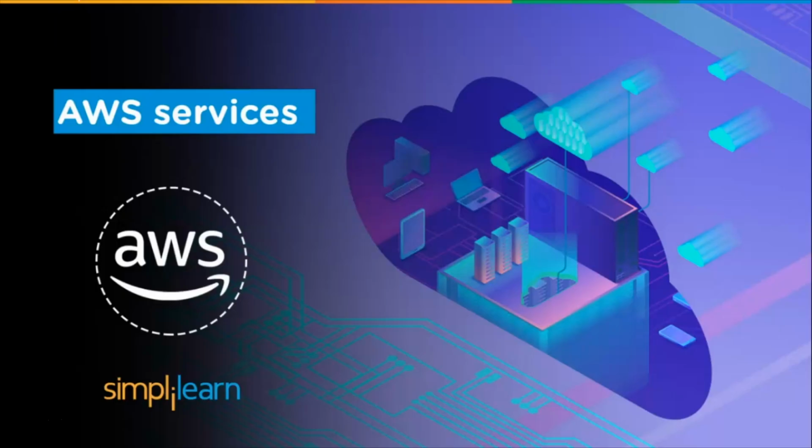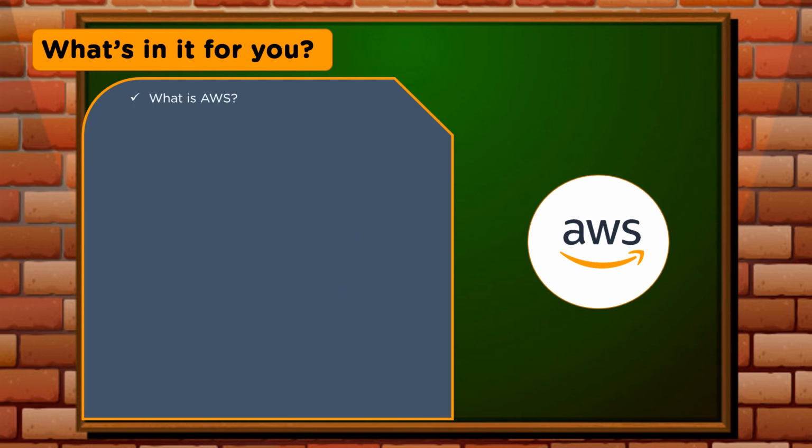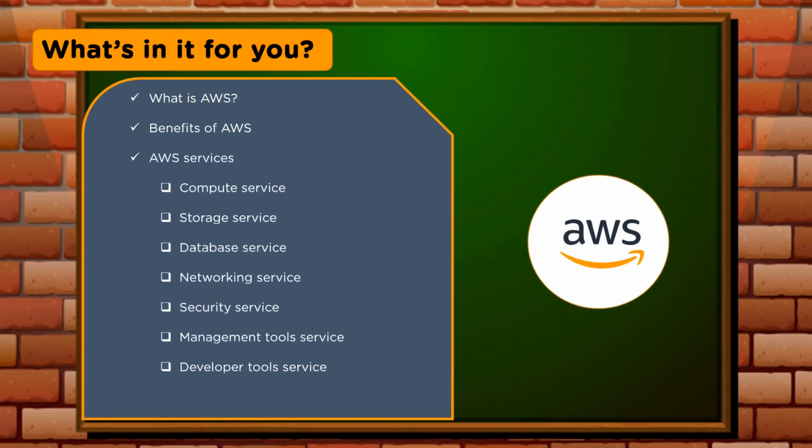Let's continue. Let's look into what we have in our upcoming slides. So what's in it for you? I would be covering what is AWS, the Amazon Web Services. What are the benefits of using AWS as a cloud, and the different AWS services that would include compute service, storage service, database service, networking service, security service, management tool service, developer tool service, likewise. And then I would be covering a demo on those essential AWS services.